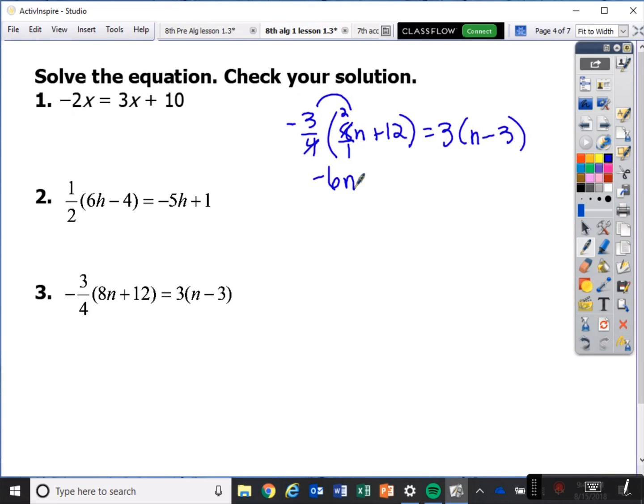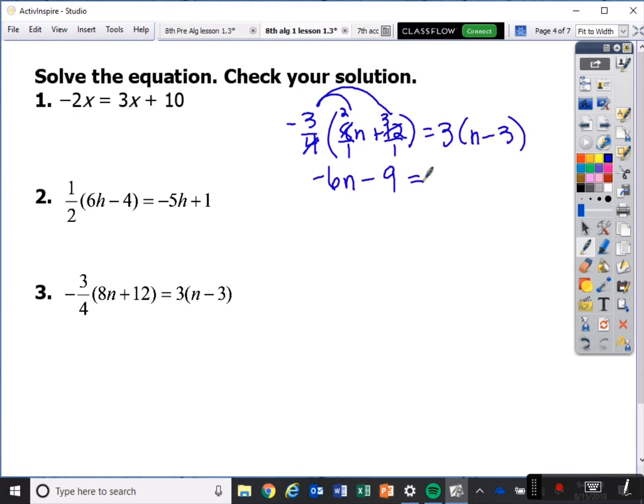And then we have negative 3/4 times 12. The 4's not really gone, right? Still there. This 12 is really 12 over what? 1. The 4 and the 12 cross reduce, and the 12 would become a 3. Negative 3 times 3 is negative 9. Okay, that's the easy way to do it. Or type it in your calculator and it'll also give you the same answer.